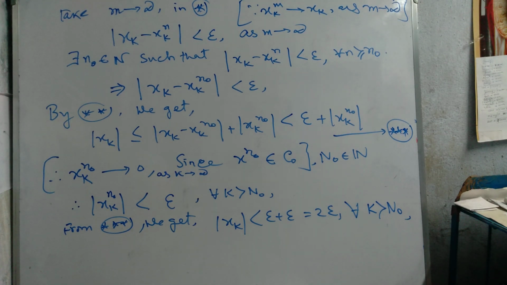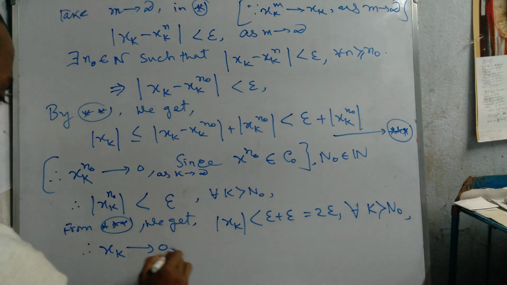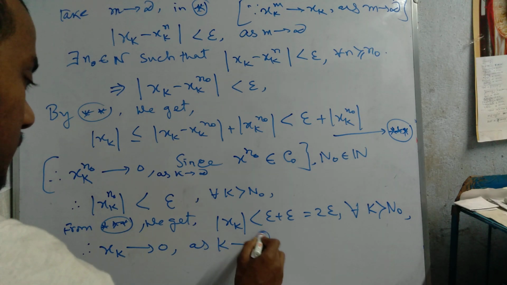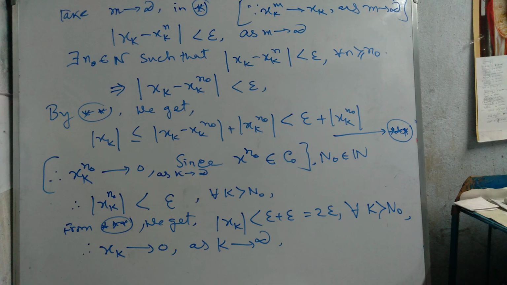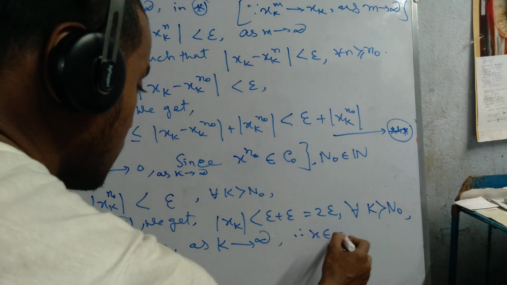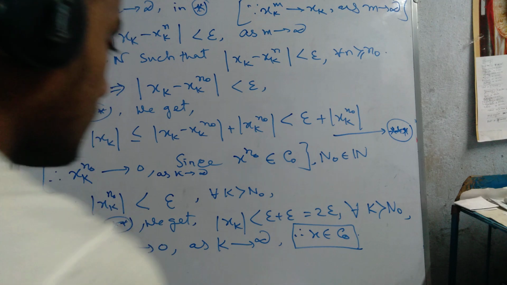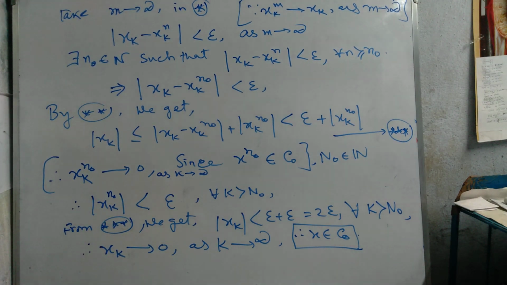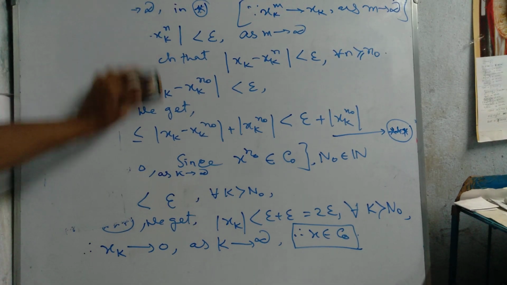Then we also get this one, that means xk tends to 0 as k tends to infinity. Xk tends to 0 as k tends to infinity. Then obviously x belongs to c0. Now we erase that portion and go on to further discussion.